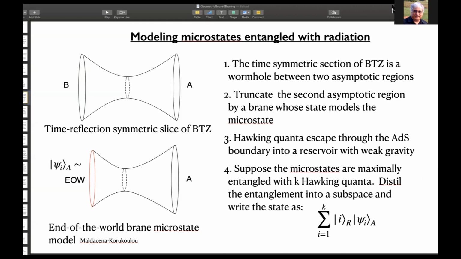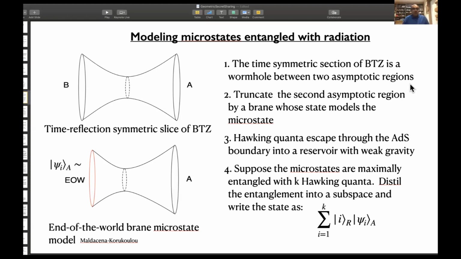I have one question, Vijay. Oh, please go ahead. Is there any relationship between these states of the end of the world brane that you mentioned and the conformal field theory that sits on the boundary of AdS3?